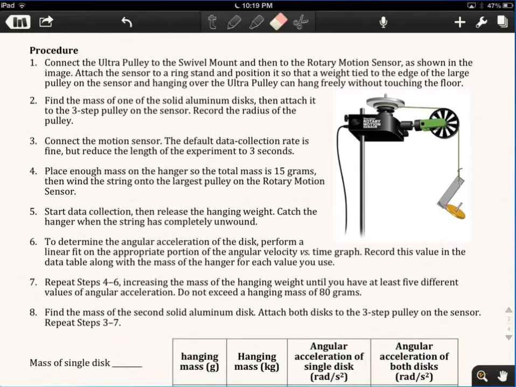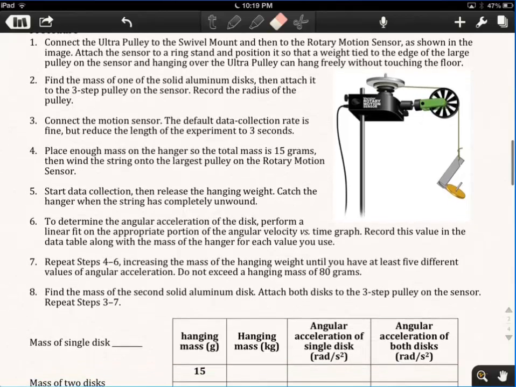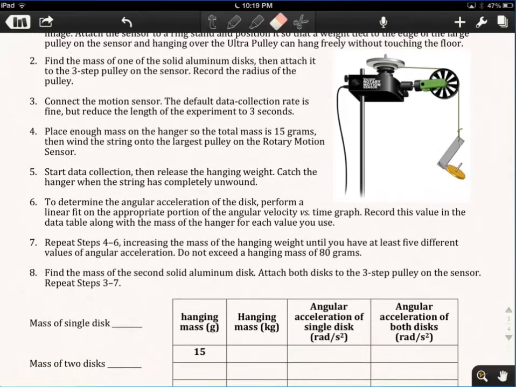Now, you set this thing up. You're going to have two aluminum discs. There's one with a little hole and one with a big hole. The little hole one gets screwed on using that funny screw, and then you can set the other aluminum disc on top of it. You have a hanging mass over here. This thing's going to vary between 15 and 80 grams, depending on how much you want to vary the mass. And then you're always going to use the same pulley. You're going to use the bigger step on the 3-step pulley.